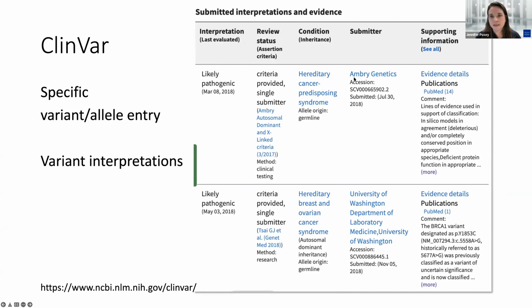You can see that the submitters for these assertions are 2 laboratories, Ambry Genetics, which is a diagnostic laboratory, and the University of Washington Department of Laboratory Medicine, UW. And both of these laboratories have very nicely provided an explanation or evidence details for why they're calling this variant likely pathogenic. Why don't they think it's benign? You can see this extends beyond what's captured here, but you could click on the more, and there's a nice paragraph describing their thinking and what's known about the variant, or what was known at the time that they interpreted it.